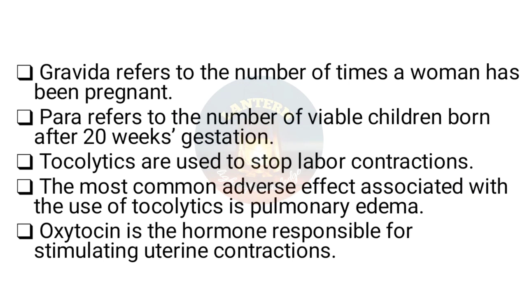Gravida refers to the number of times a woman has been pregnant. Para refers to the number of viable children born after 20 weeks of gestation. Tocolytics are used to stop labor contractions. The most common adverse effect associated with the use of tocolytics is pulmonary edema. Oxytocin is the hormone responsible for stimulating uterine contractions.